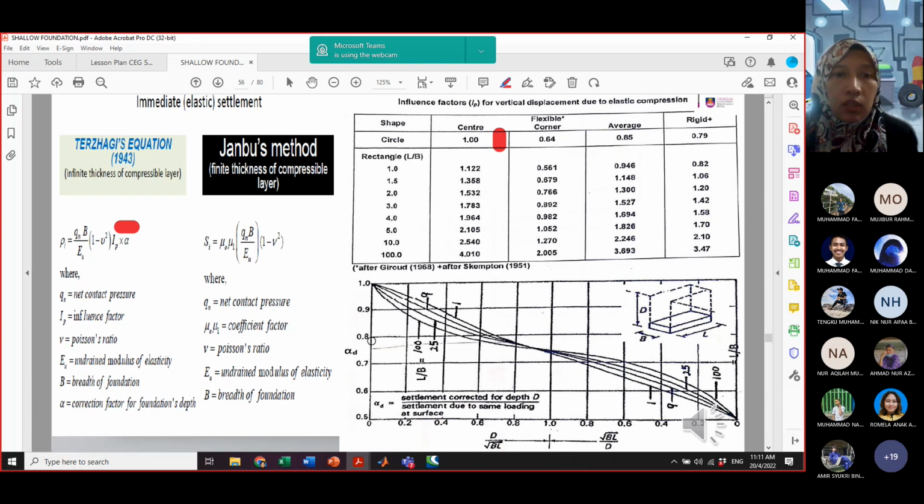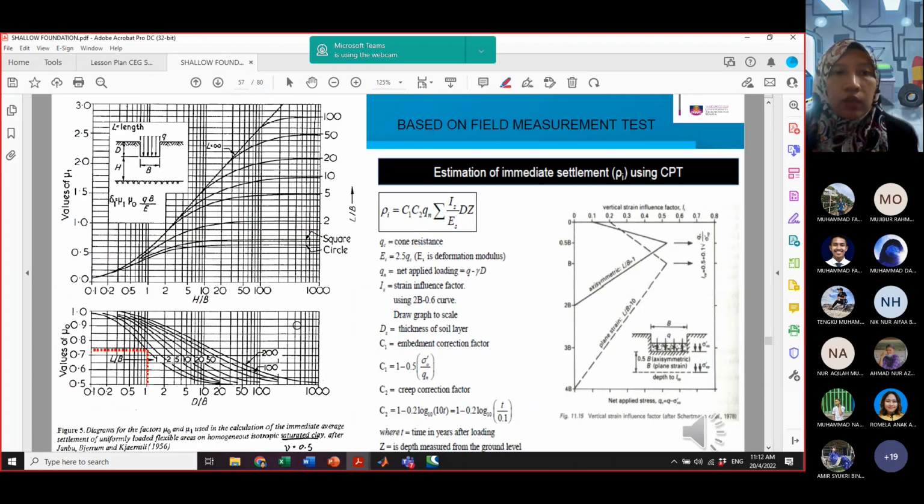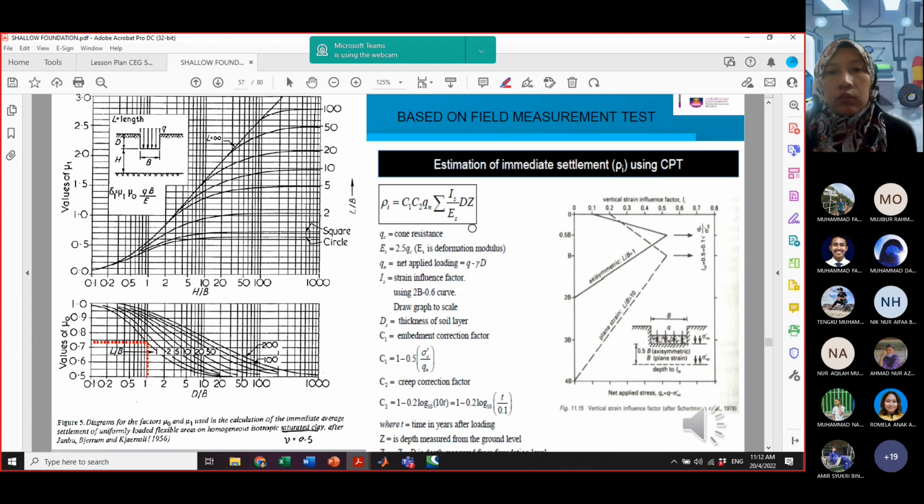Same goes to the Janbu method. So Janbu method ni you kena tengok dia punya coefficient factor. Kemudian you kena tengok undrained modulus of elasticity dan juga B size. Okay, ini yang untuk Janbu lah. You kena ambil nilai mu1 dan juga mu2. Kalau you menggunakan field measurement, CPT, SPT untuk calculate atau estimate immediate settlement, this is the formula that you can use to have that kind of the immediate settlement.